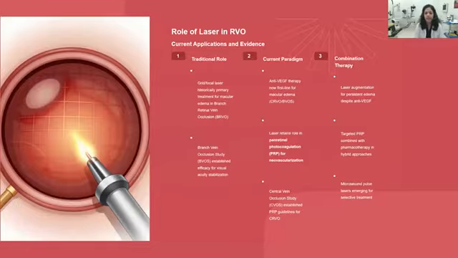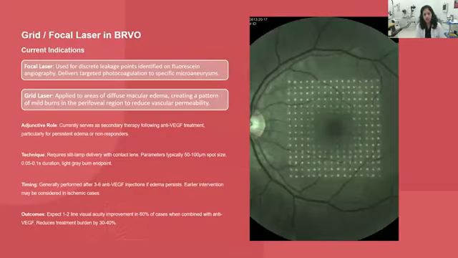Focal laser is used for discrete leakage points, which again are identified on FFA. Grid laser is used for diffuse macular edema, creating a pattern of mild burns in the perifoveal region. It's not as commonly done now because, of course, we have other options available. But if you're doing it, we do it on a slit lamp, and parameters are about 50 to 100 micron spot size, 0.05 to 0.1 second duration, and a light gray burn endpoint.